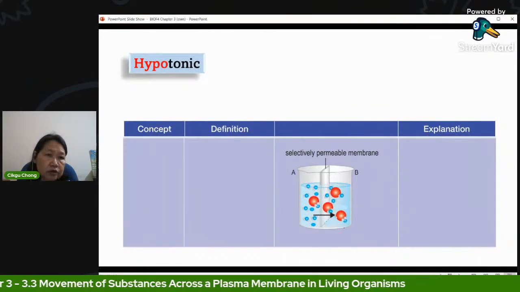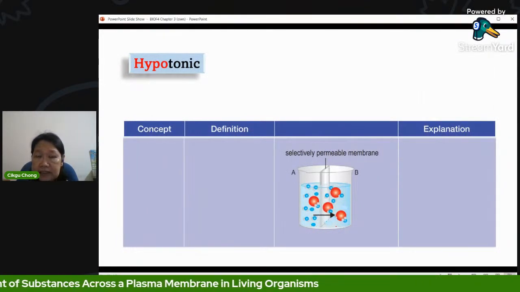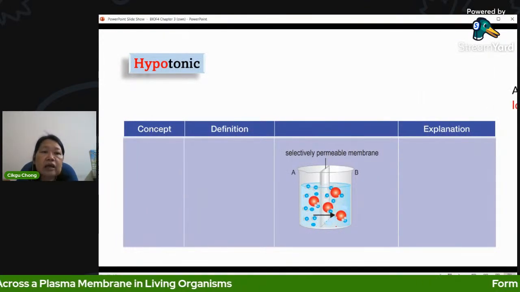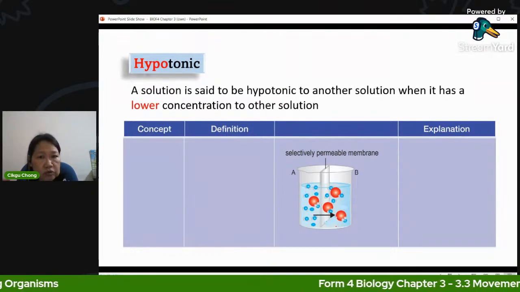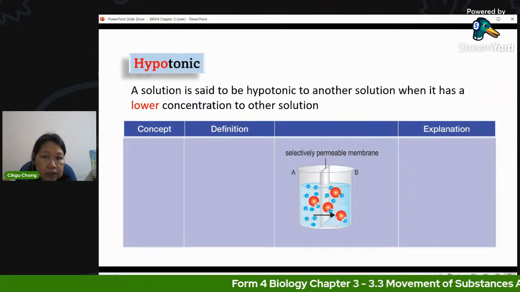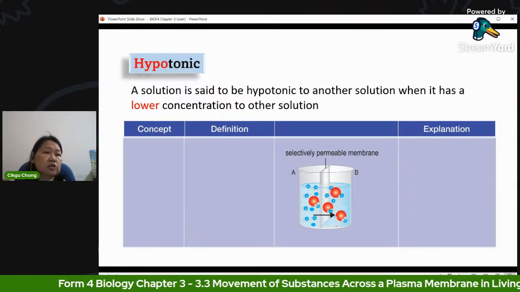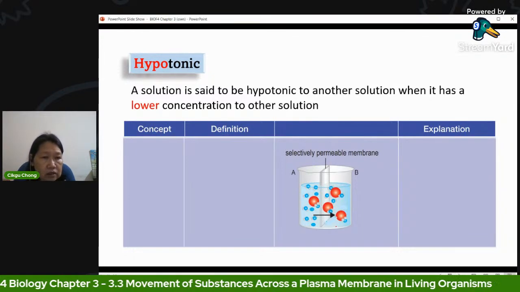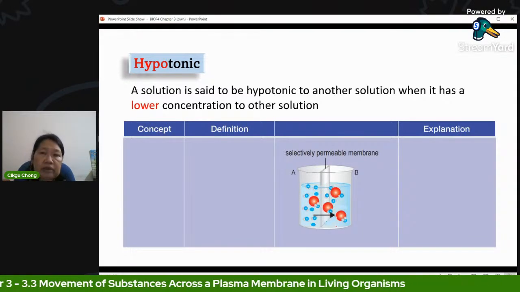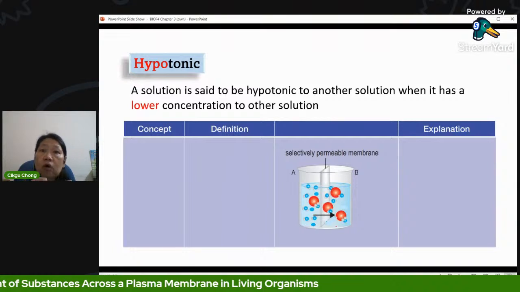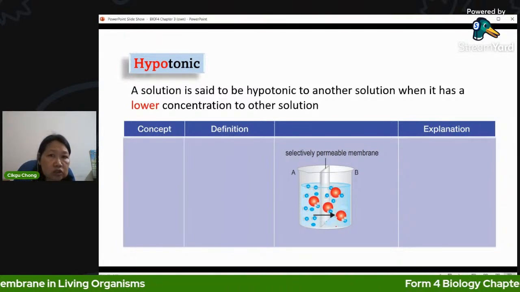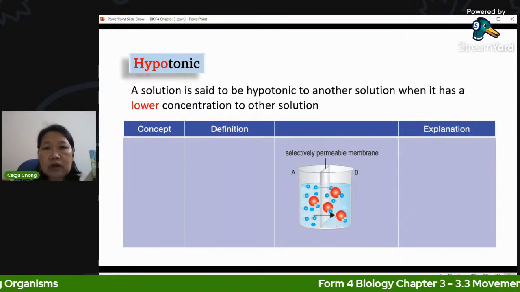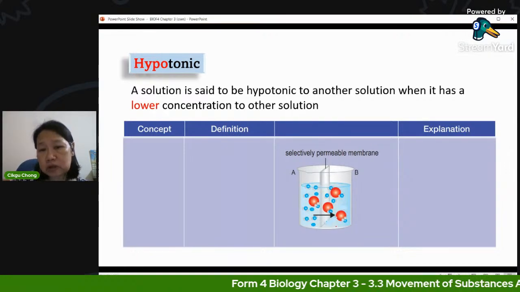Let's look at hypotonic. Hypo means under, or less. A solution is said to be hypotonic to another solution. So you always compare with another solution. It is hypotonic when it has a lower concentration than the other solution, less concentration. That means you must refer to the solute. When you talk about concentration, usually we are referring to the solute. So you count the number of the sucrose molecules here.